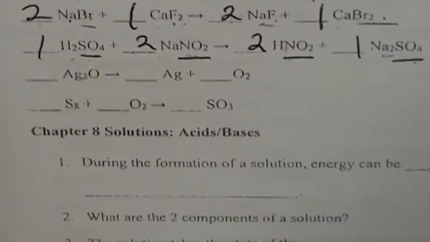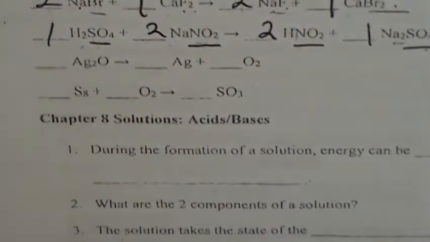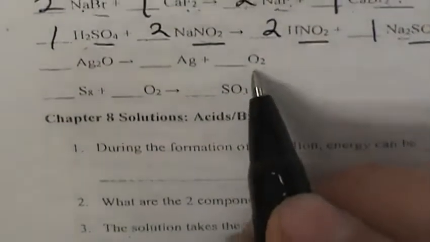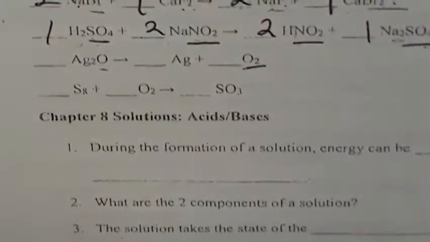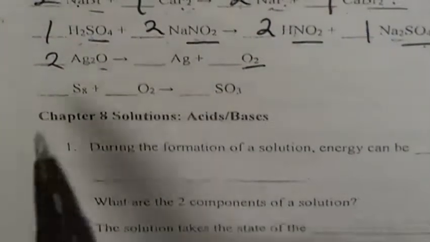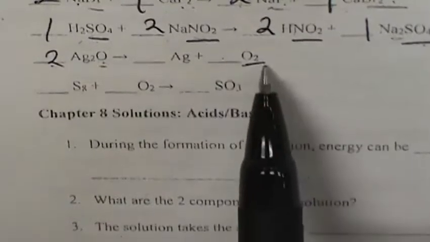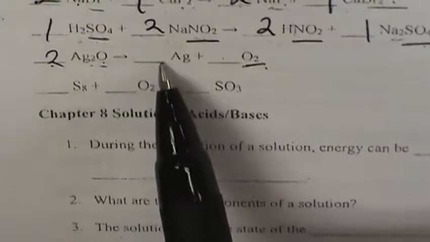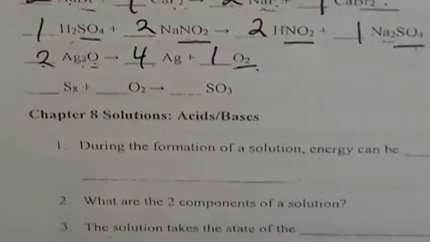Next reaction, silver oxide reacts to form silver and oxygen gas. Well, right off the bat, I notice that I have an even number of oxygens coming out, an odd number of oxygens going in, so let's double the odd number, 2. And let's take it from there. 2 times 1 oxygen is 2. I could leave a 1 there times 2, so the oxygens are taken care of. 2 times 2 silvers, 4. So I can stick a 4 in front of silver and a 1 in front of that O2.